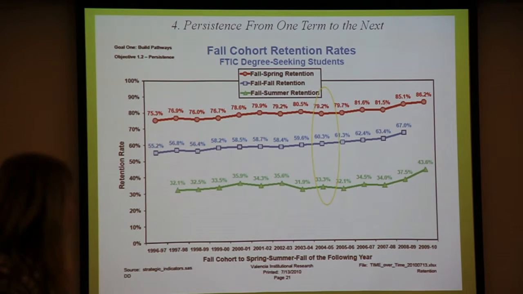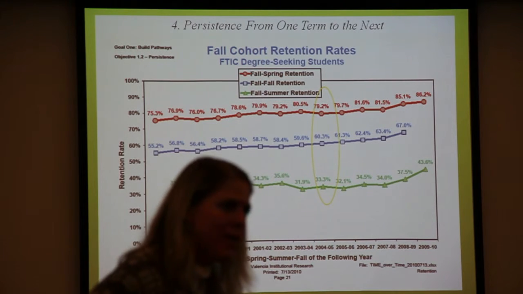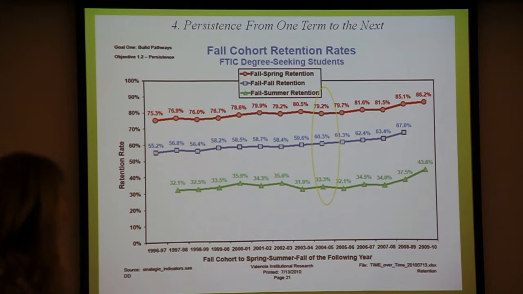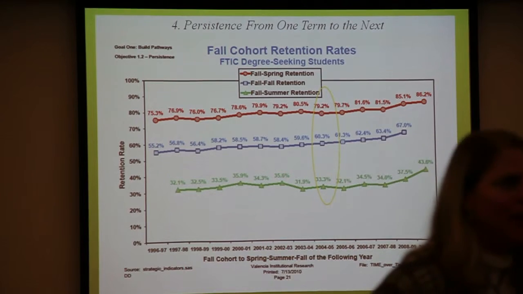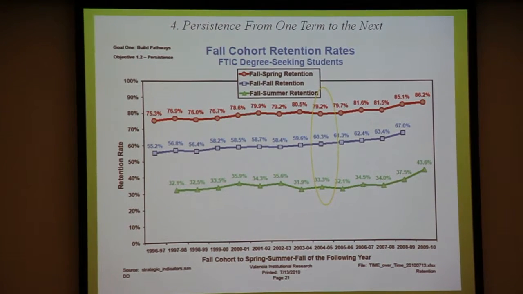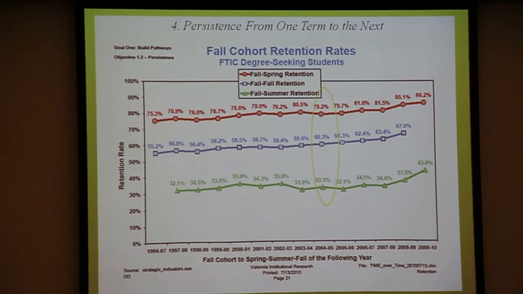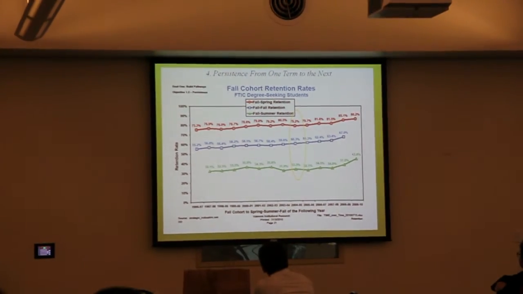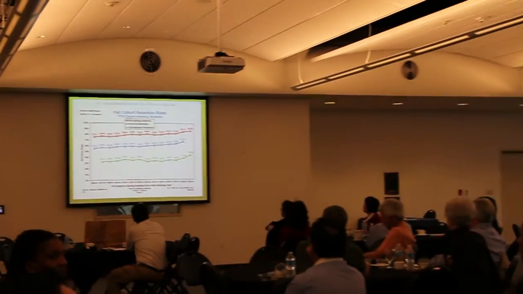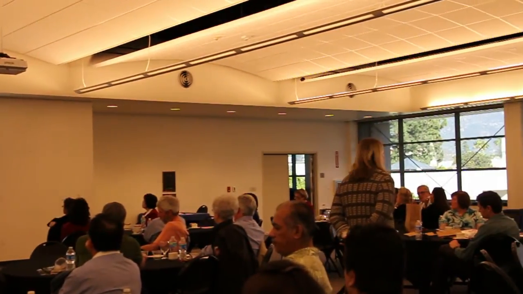Our fall to fall was not great, but you know what? It's not bad either. 60% is not bad. And then you have your fall to summer. You anticipate students aren't going to take summer classes. So it's important sometimes to get that data, though, because you need to have a baseline. I know that a lot of our students might not take summer classes, but you know what? We need to at least know what we're trending.